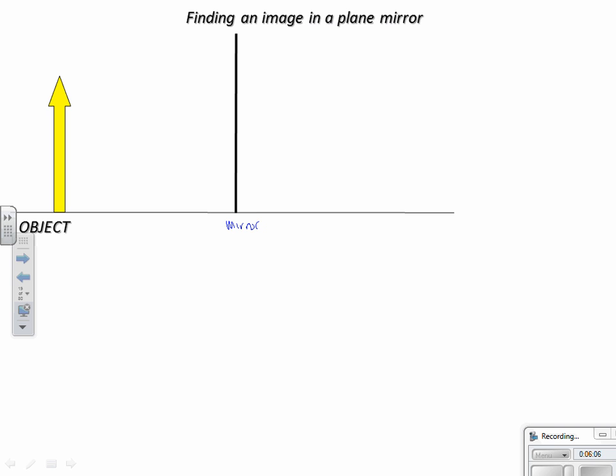Right there. Here's an object over here. We always draw objects as arrows. The reason we do that is so we can see, when the image is formed, whether the image is upright, looking the same as the object, or inverted, upside down. That's why we use arrows. All right, so we're going to find the image of this object.